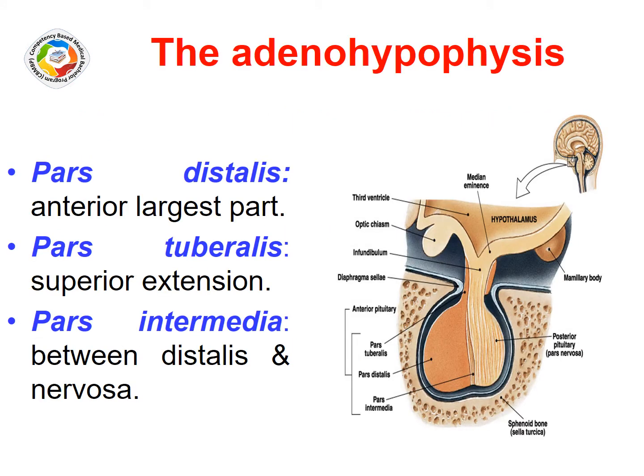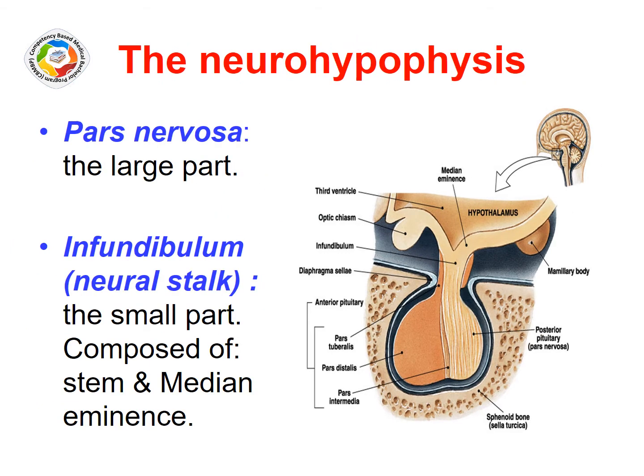The adenohypophysis consists of three parts. Pars distalis is the anterior largest part. Pars tuberalis, the superior extension. Pars intermedia, between distalis and nervosa. The second division is the neurohypophysis, or the posterior pituitary. It consists of two parts. Pars nervosa is the large part, and the infundibulum, or the neural stalk, is the small part composed of stem and median eminence.